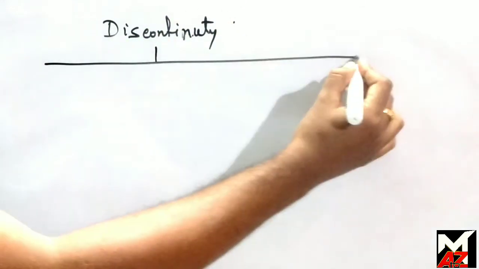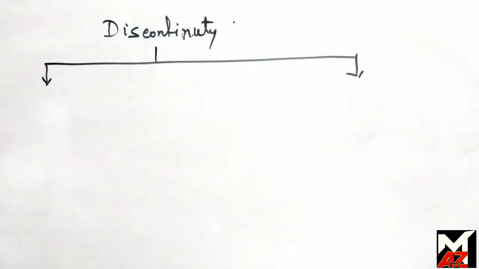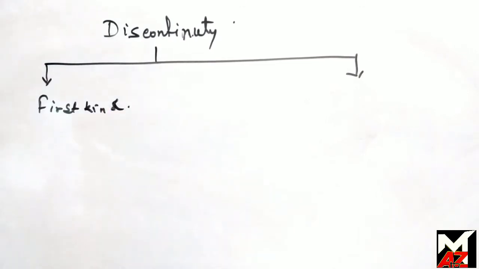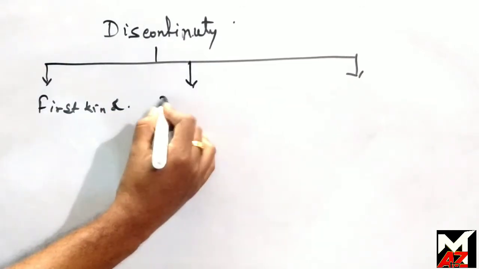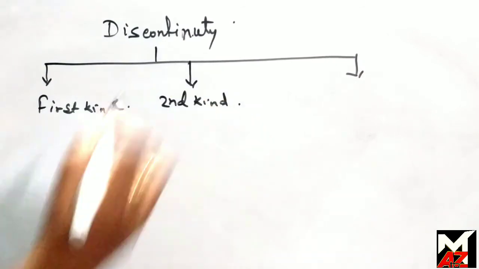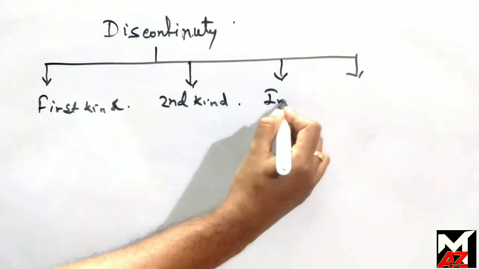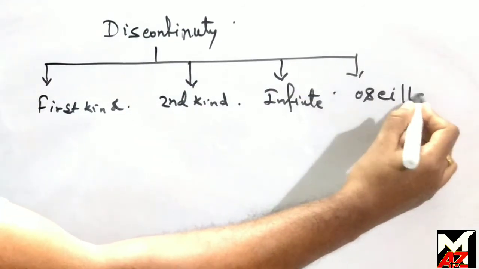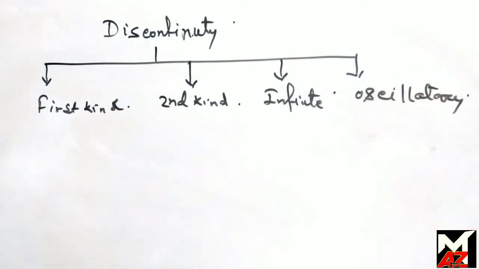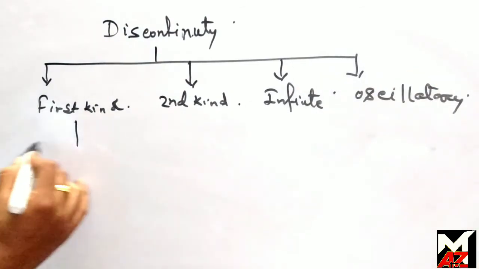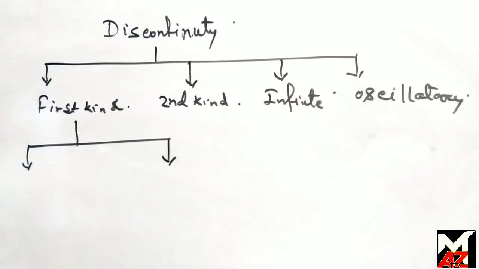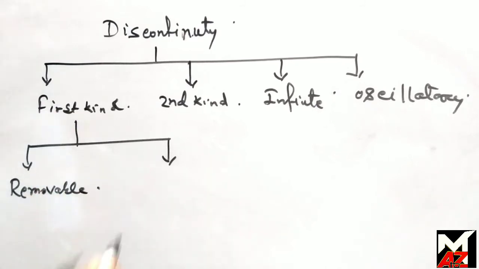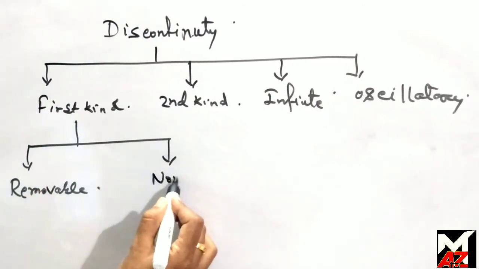The discontinuities are: first kind, second kind, infinite, and oscillatory. And the first kind has two types: the first type is removable and the second type is non-removable.